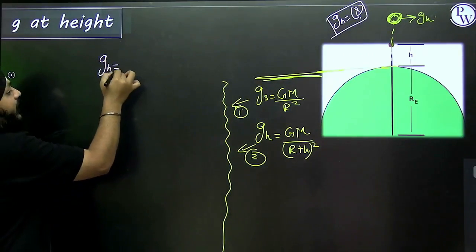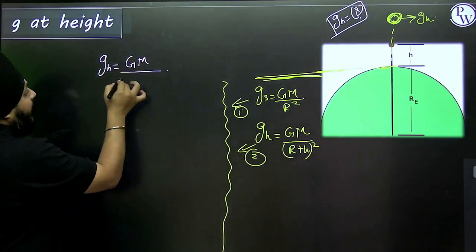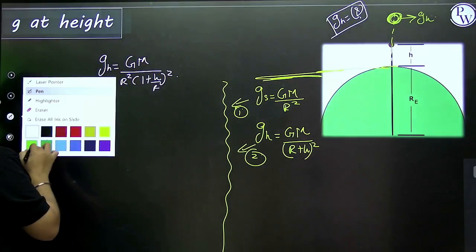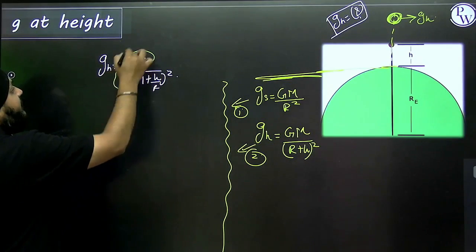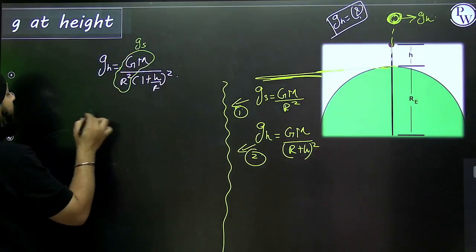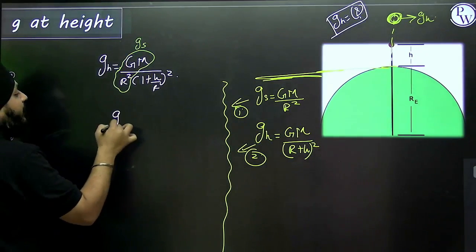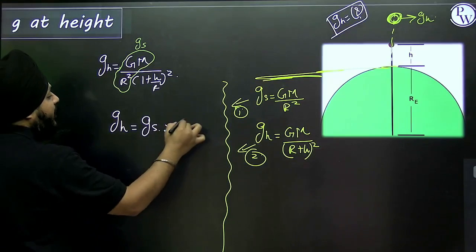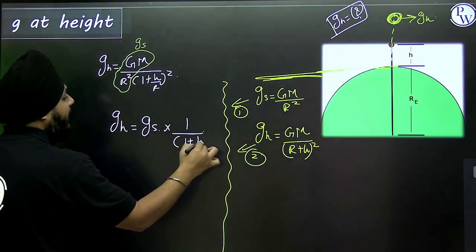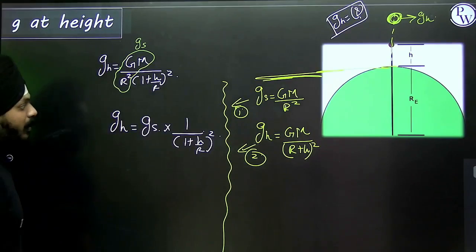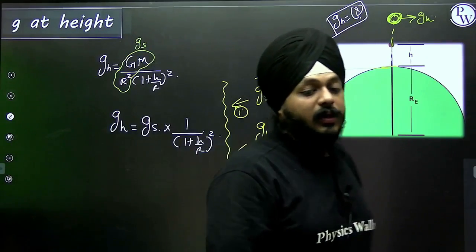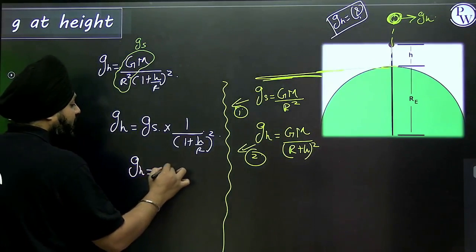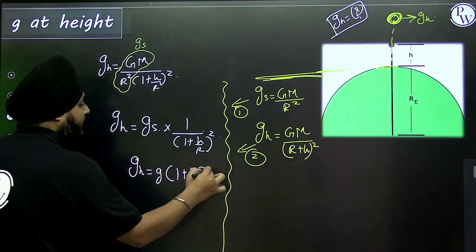So g at height h is equal to GM divided by R squared, that is, 1 plus h by R whole squared, right? This part is the gravitational acceleration at the surface. So can I rewrite this as the gravitational acceleration at height h equals the gravitational acceleration at the surface, g, into 1 whole divided by 1 plus h by R whole squared? Okay, this is the actual formula. In another sense, we can also write this statement: gh is equal to g over 1 plus h by R whole squared.